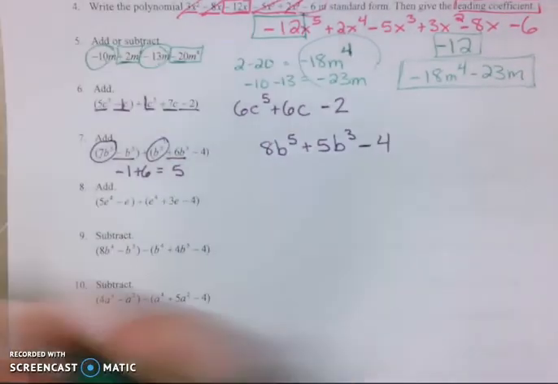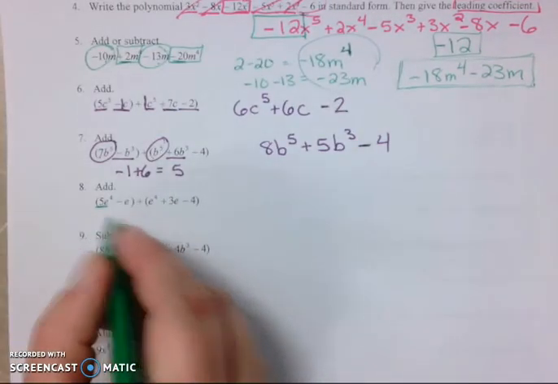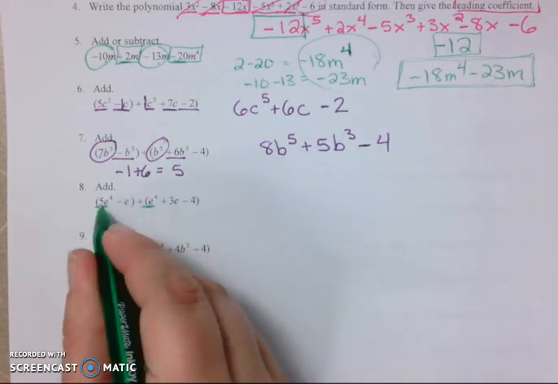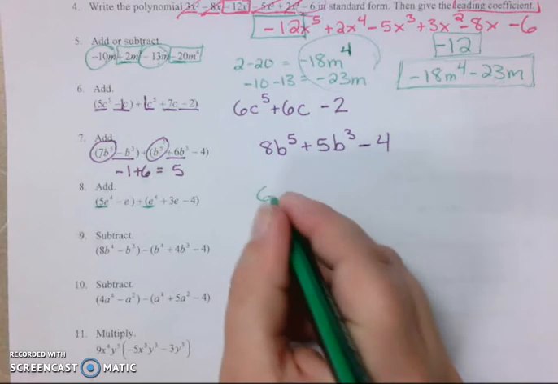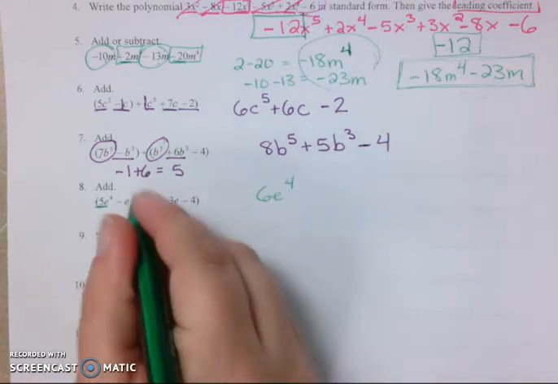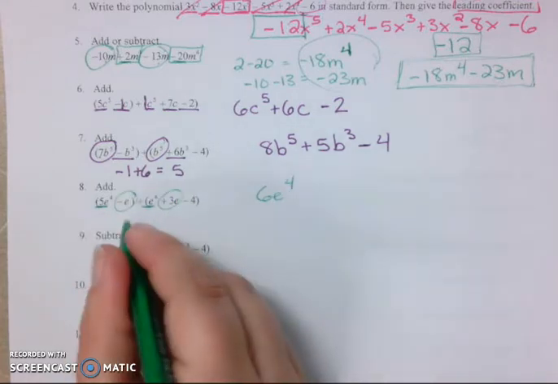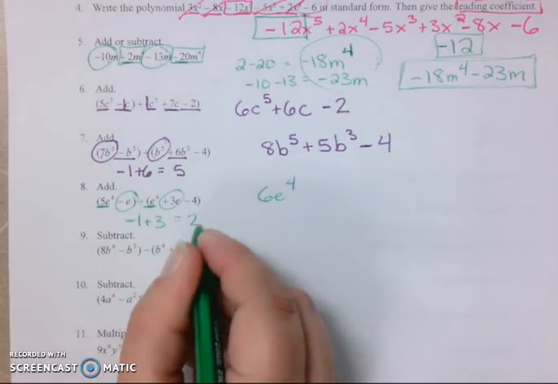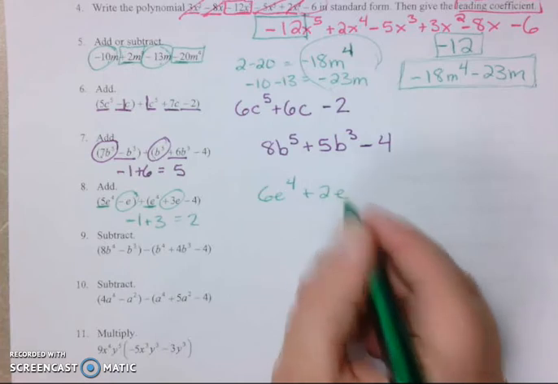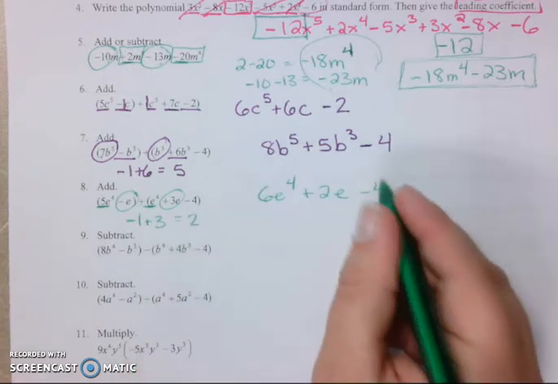Okay, continue adding. E to the 4th power, so here's the other e to the 4th power. There's 5 here, plus 1 more. 5 plus 1 is 6, e to the 4ths. Negative e, so negative 1 plus 3 gives you 2. So I get 2 e's there, and that minus 4 in the end.